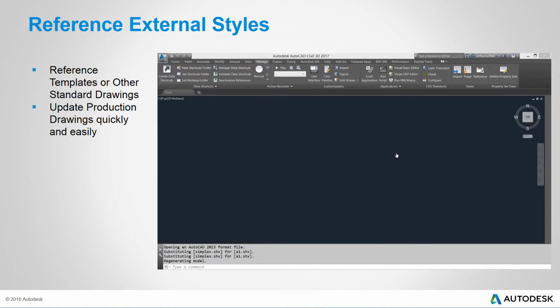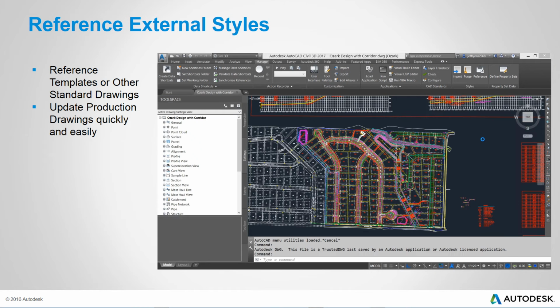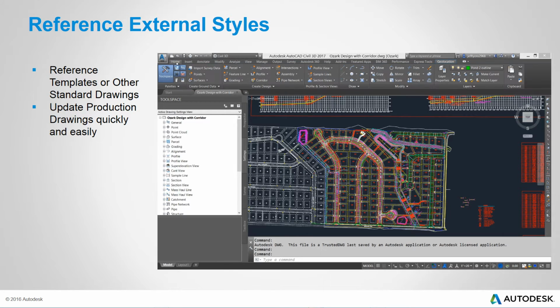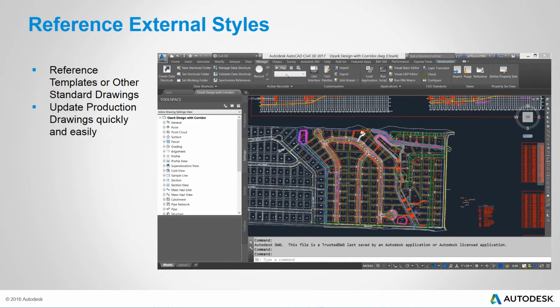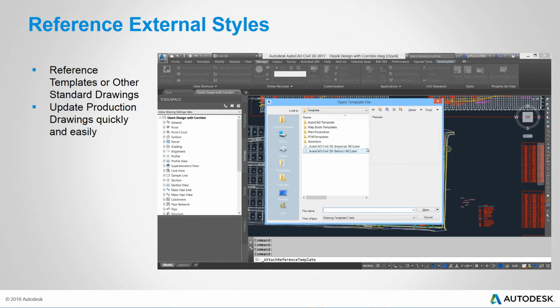So now if we open up our production drawing, so these are drawings that have already been created, whether it's been through a manual process or using the plan production tools. Now using the manage option in the ribbon, you'll see a new styles option called reference. So using the reference, we can attach one or more DWTs or DWGs to our existing production drawing.